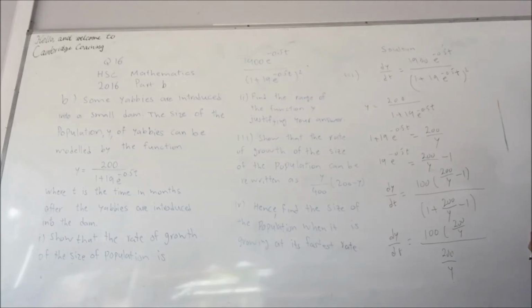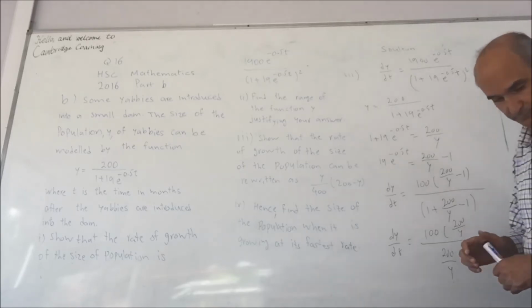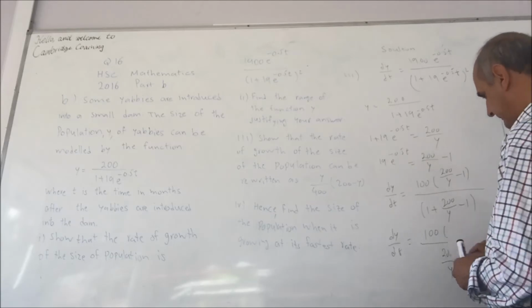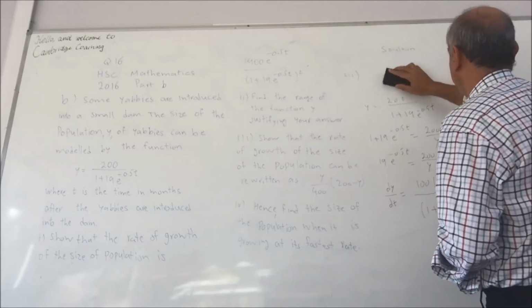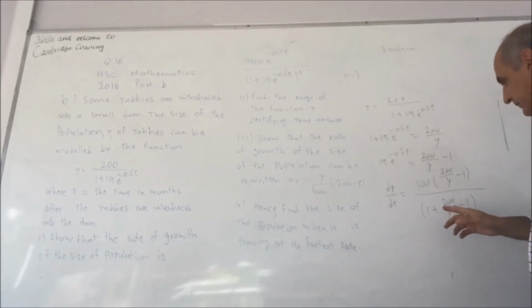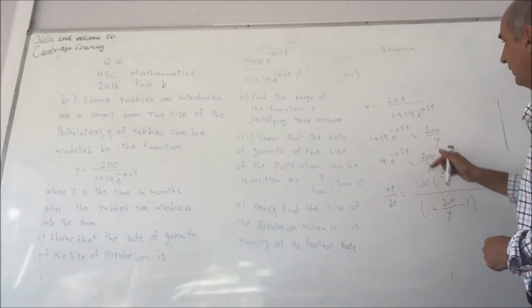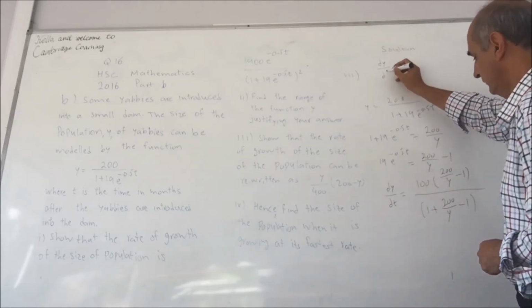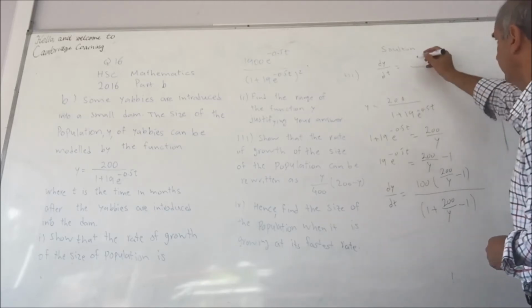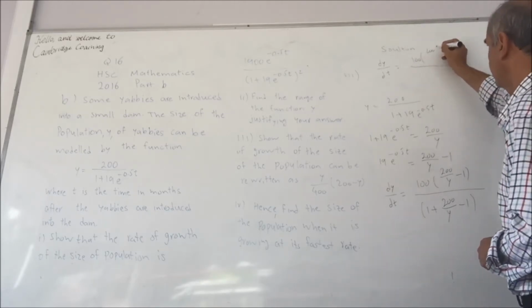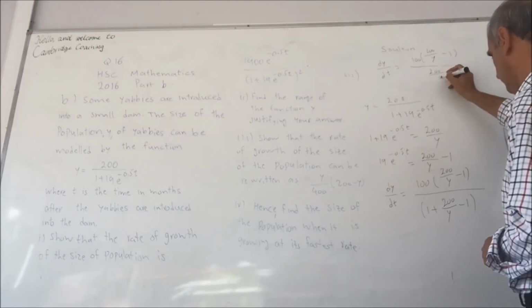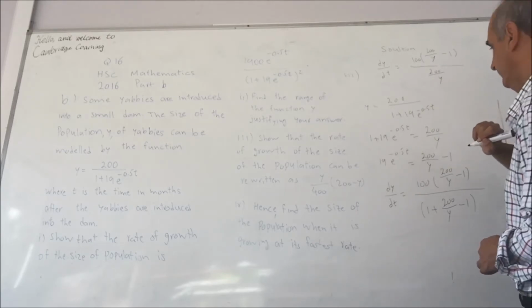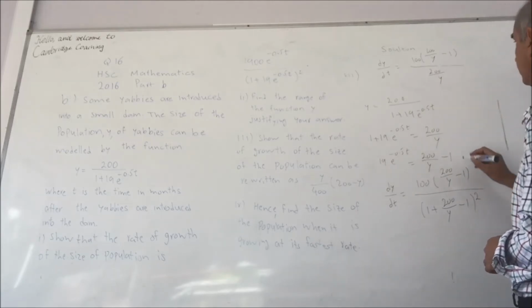and so let's just rewrite this at the top. Okay, so this 1 and minus 1 cancel out. I end up with dy over dt is equal to, the numerator is 100 times 200 over y minus 1 over 200 over y, but this was squared, so this should be squared.